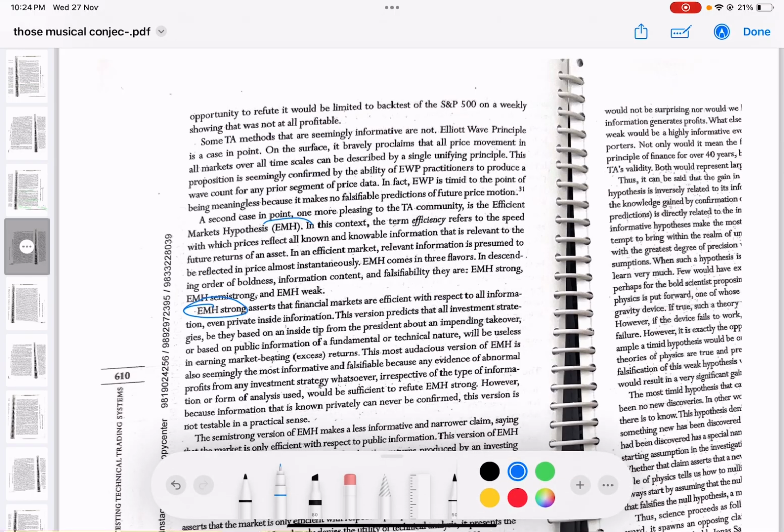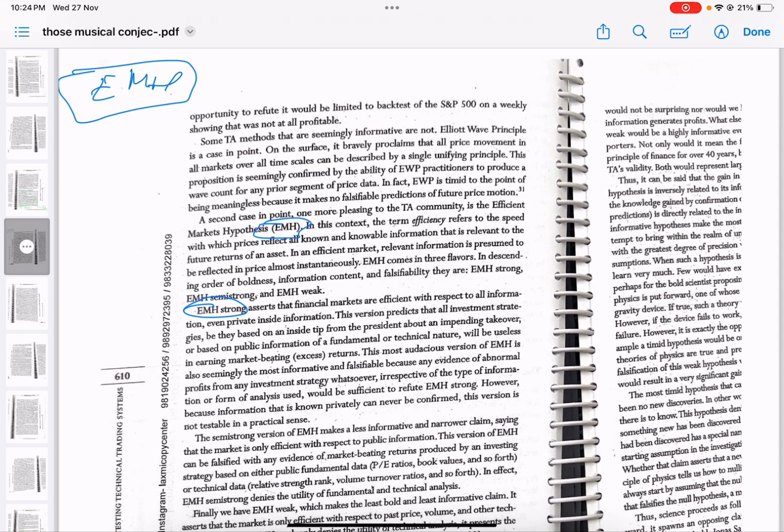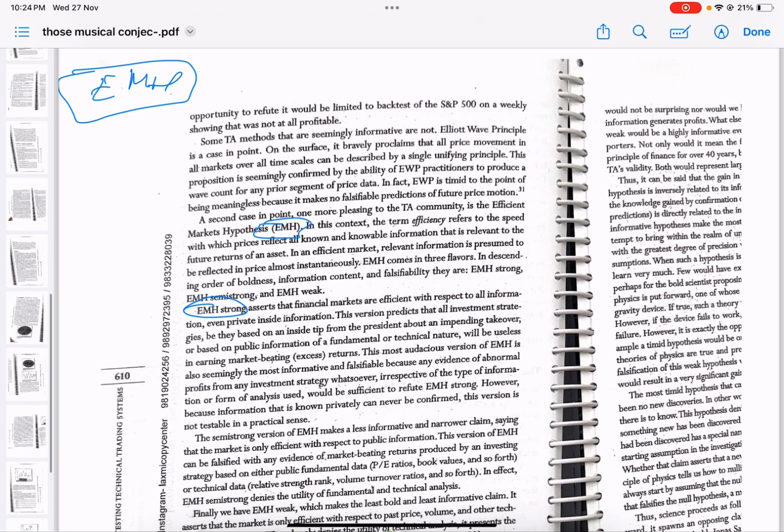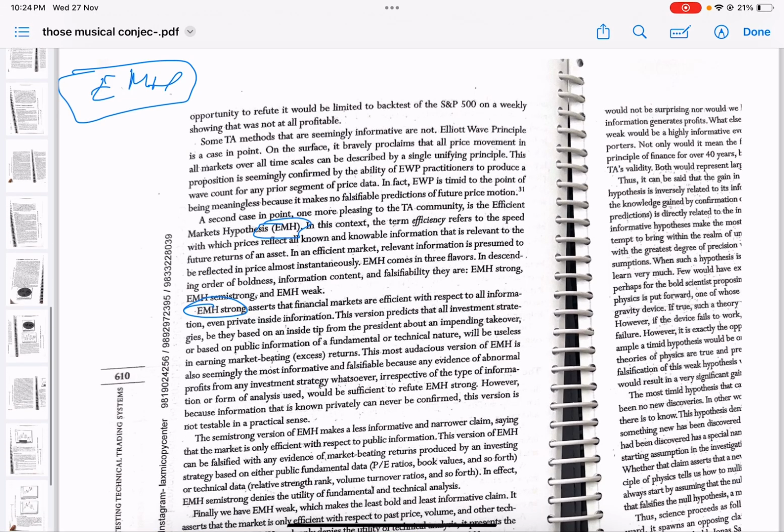Now EMH. What exactly is EMH? Efficient market hypothesis. Whenever you talk about EMH, you are basically talking about the particular characteristics of the markets, that the markets or the price discount everything, which means that the market is reflecting all the information which it has till date. Everything is described in the particular price. Now that is one of the things which you need to keep in mind.